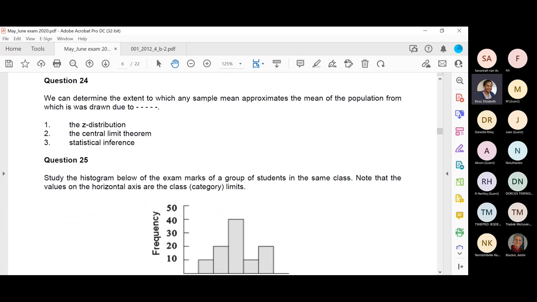Question 24. We can determine the extent to which any sample mean approximates the mean of the population from which it was drawn due to: one, Z distribution; two, central limit theorem; three, statistical inference. Number two. It is number two, and we read about this.